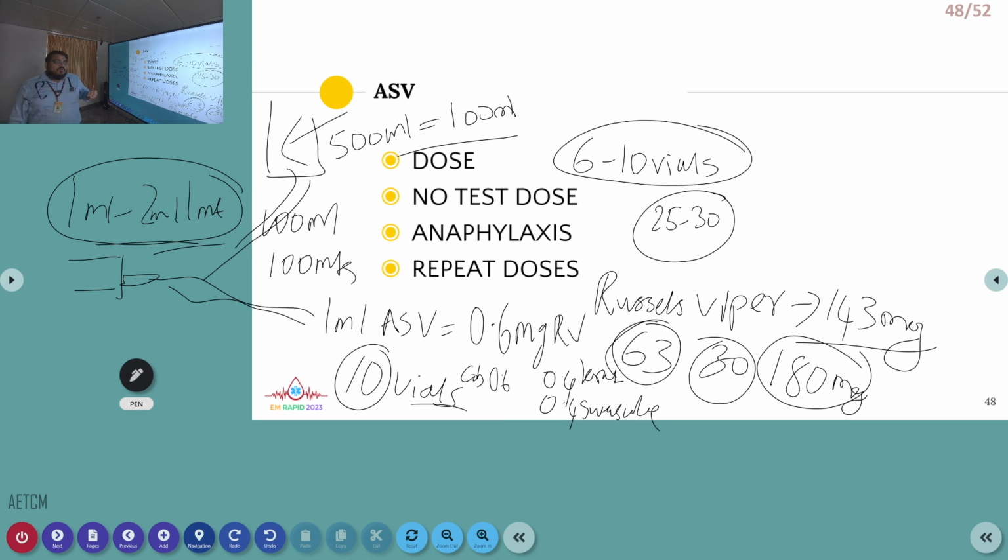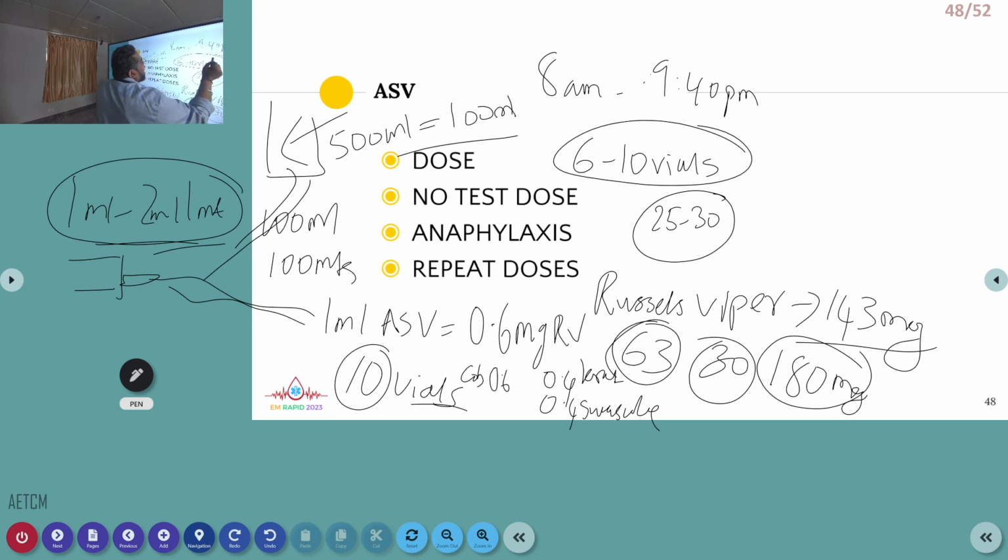But when you have given the anti-snake venom and the patient has settled down, you don't repeat any investigation for the next 4 to 6 hours. After 4 to 6 hours, you repeat your coagulation profile, because the liver takes some more time to develop these coagulation factors. Suppose you have started your ASV at 8 a.m. and you have finished at 9:40 a.m.